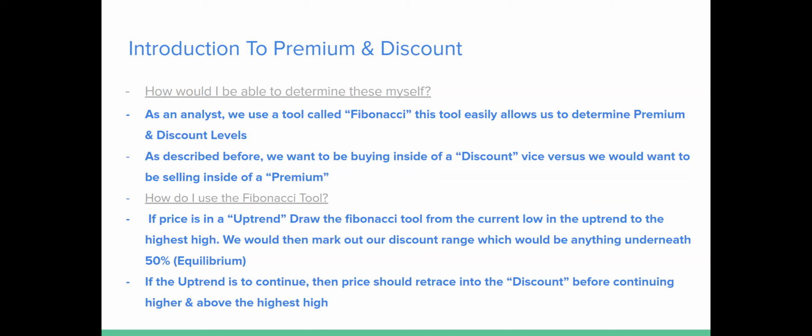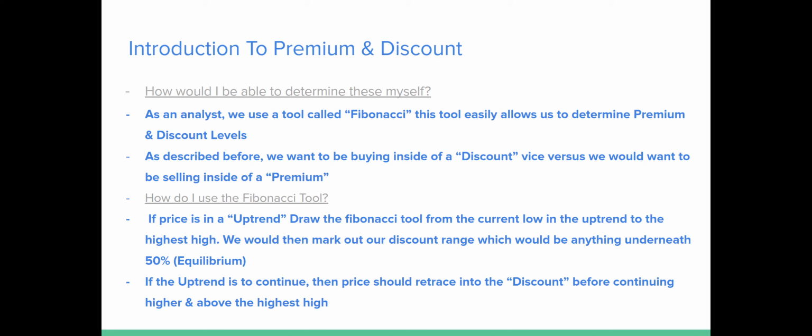How would I be able to determine these myself? From a naked eye, you'll be able to see this, but we have a tool, especially in TradingView, that you will be able to utilize to see these dealing ranges a little bit more easily and see premium and discount levels. As an analyst, we use a tool called Fibonacci. This tool easily allows us to determine premium and discount levels. As described before, we want to be buying inside of a discount. Vice versa, we want to be selling inside of a premium.